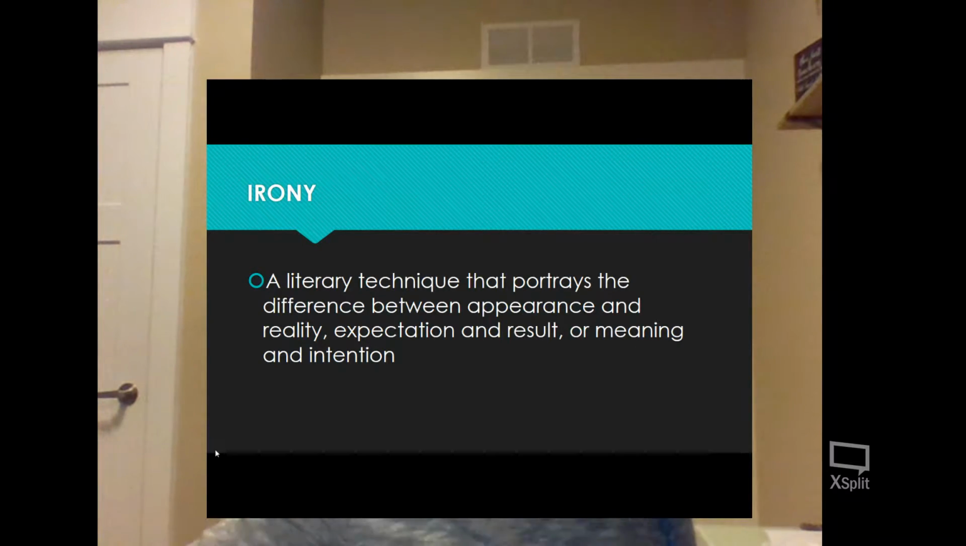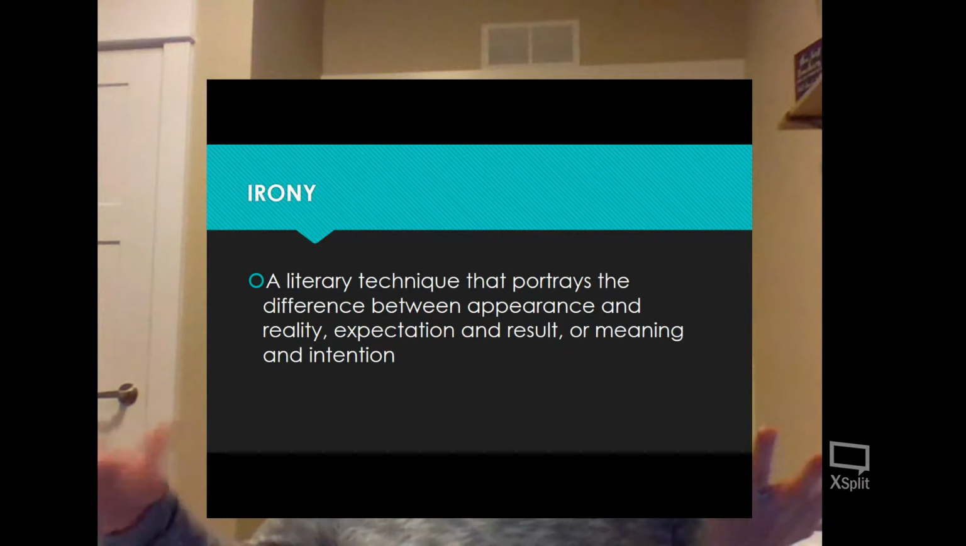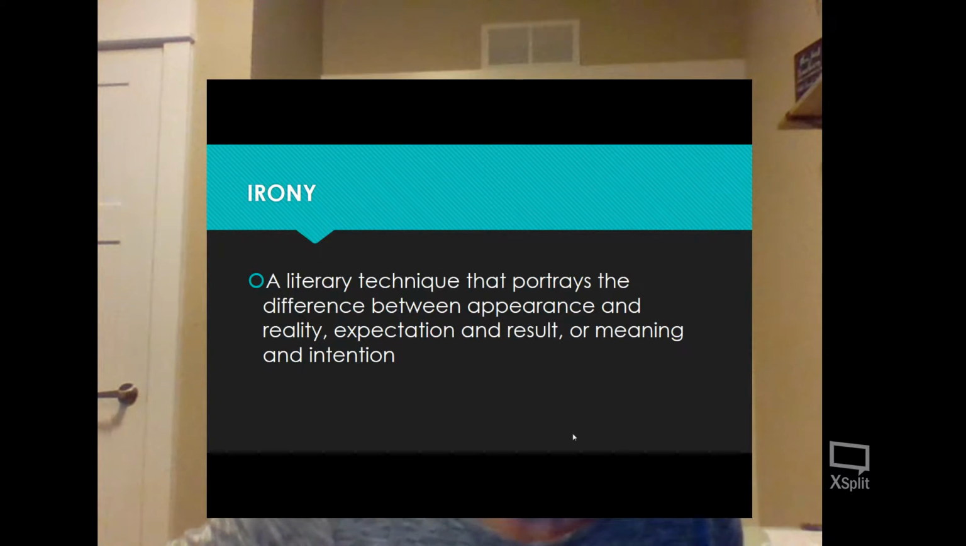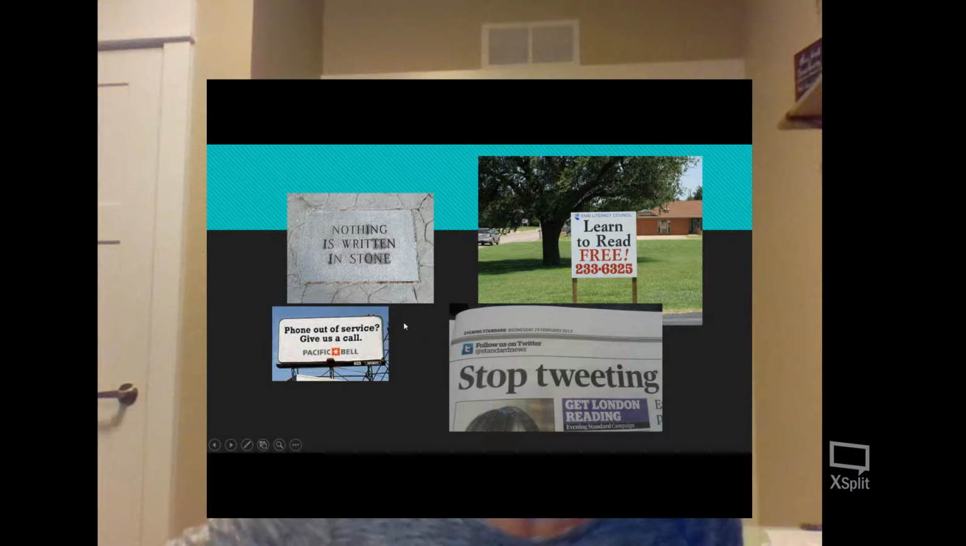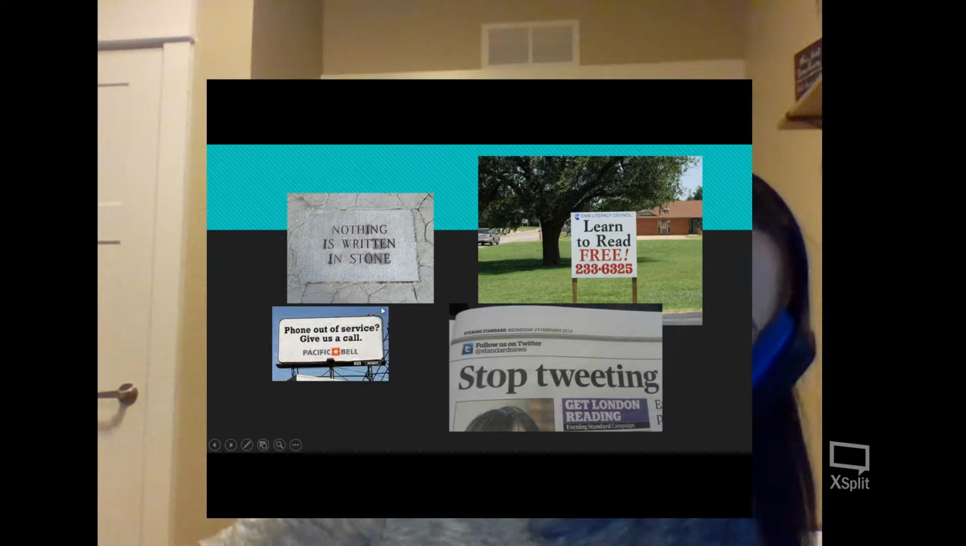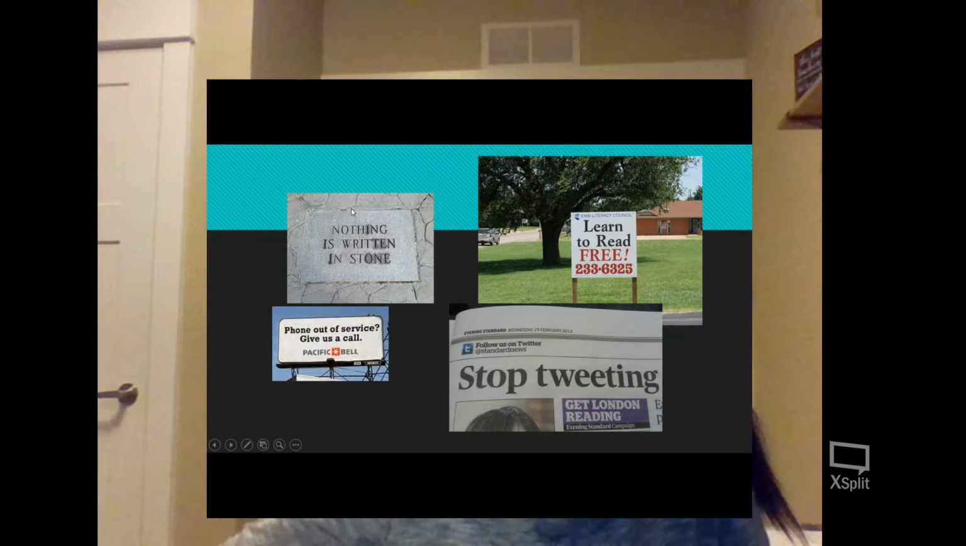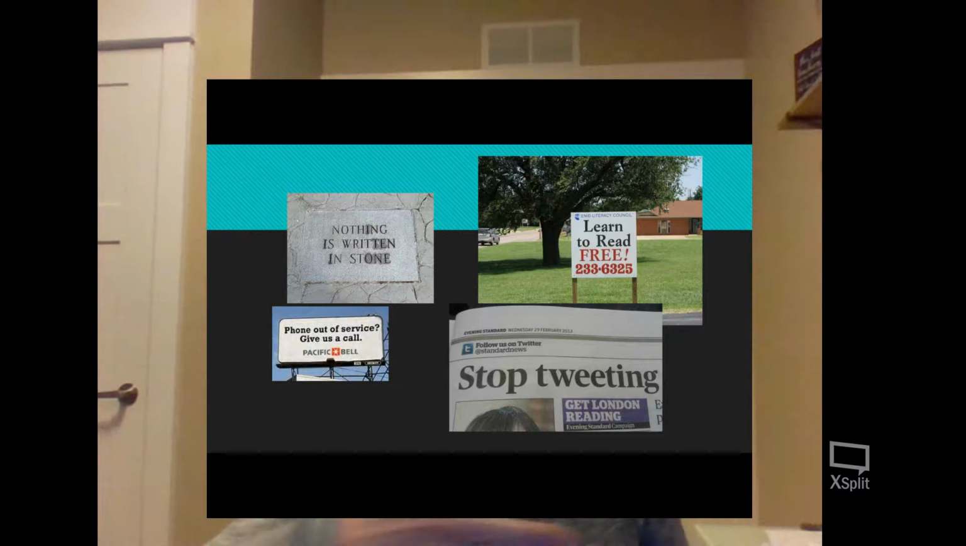Again, irony is a literary technique that portrays the difference between the appearance and the reality, expectation and result, or meaning and intention. So the appearance of it isn't just about that. It's the meaning behind it, if that makes sense. Okay, right here we have an example. Nothing is written in stone. But you know what? True, nothing is written in stone except this right here. This is so ironic because that very statement is, in fact, written in stone. That's ironic.